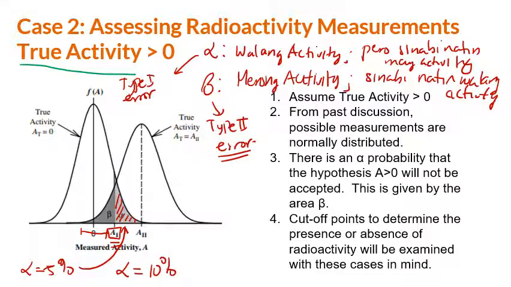Yung A1 magmo-move to the left. It will move to the left. It will be lesser. So ibig sabihin yung threshold natin mas mababa. So kung yung threshold natin mas mababa, ano yung mangyayari? Mas tataas yung likelihood na magkaroon tayo ng type 1 error. So, tataas yung likelihood na magkaroon tayo ng type 1 error.